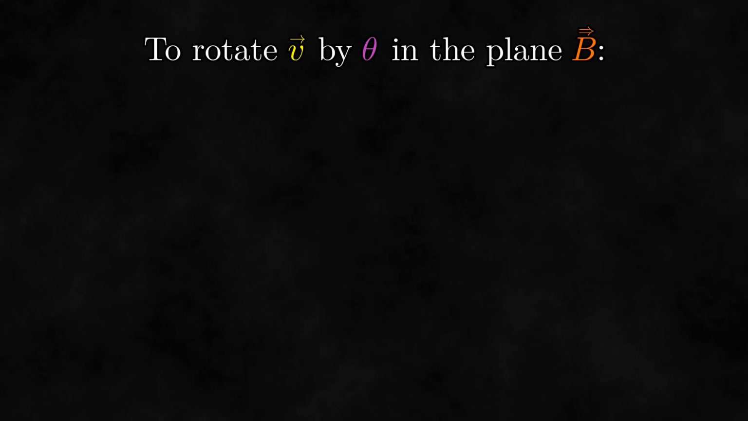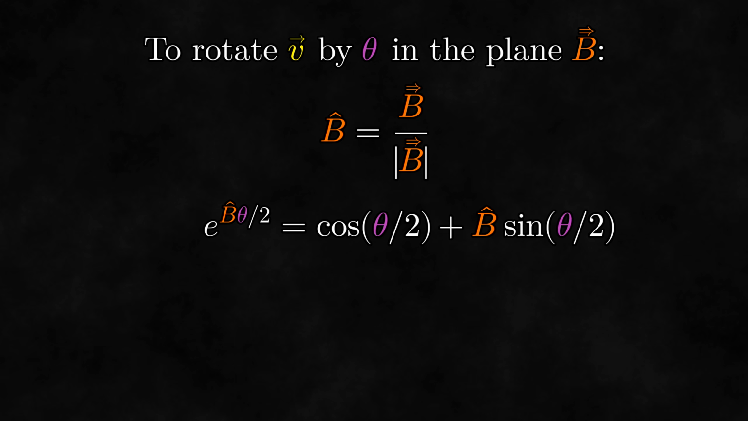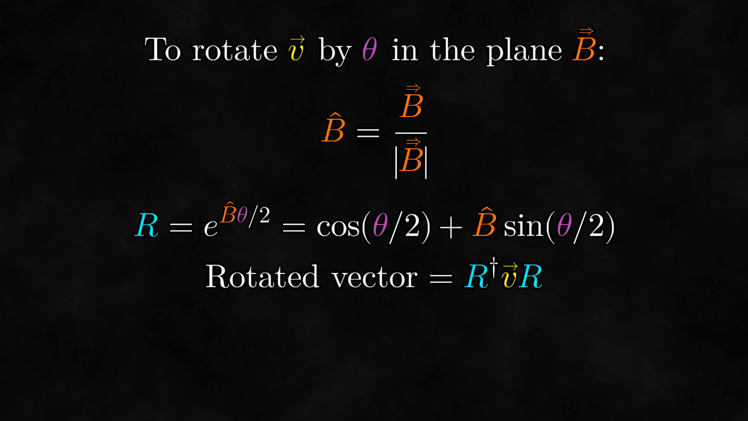To rotate a vector v by an angle theta in the plane given by a bivector b, we first normalize b and then calculate the exponential e to the b hat theta over 2 using Euler's formula. The result will be our rotor r, and then the final rotation is r dagger v r.